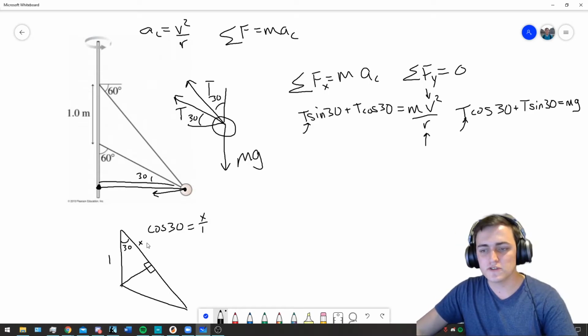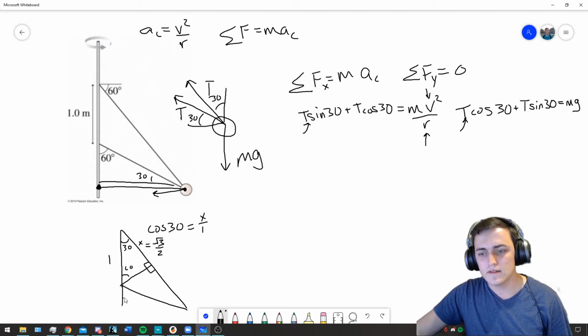And that's just root 3 over 2. So that portion of the triangle is root 3 over 2. And, well, let's think about this. This angle is 60 degrees, and this angle is 60 degrees. So this angle right here must also be 60. And now we have to find the angles in the second triangle.